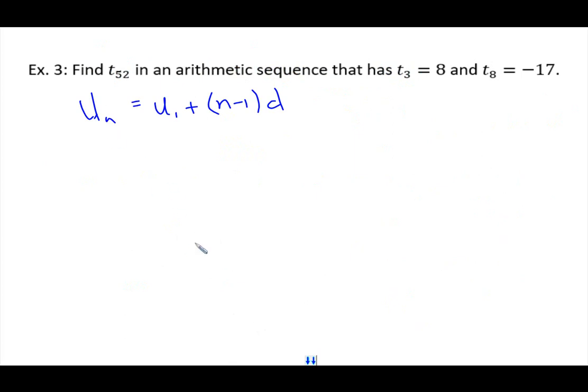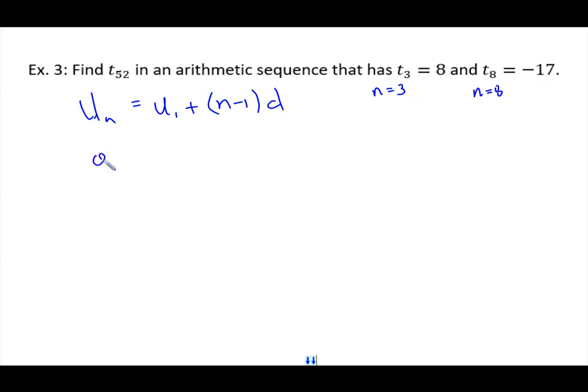Alright, so let's take a look at this example here. We need to find the 52nd term of an arithmetic sequence, and we know the third term is 8, right? So that means that n is equal to 3 for this one. And over here, the 8th term, n is going to equal 8, is negative 17. So we use this information and we plug it into the nth term formula, or the general term formula.